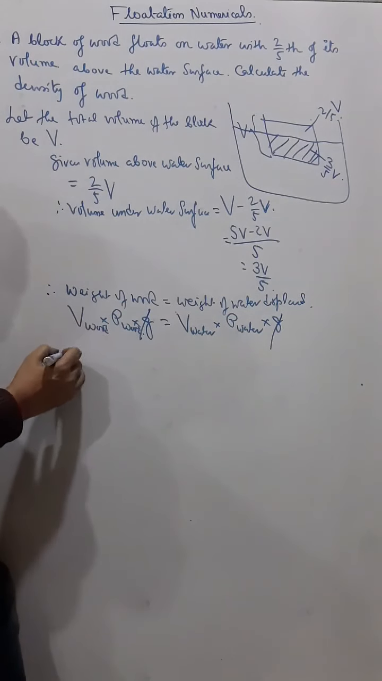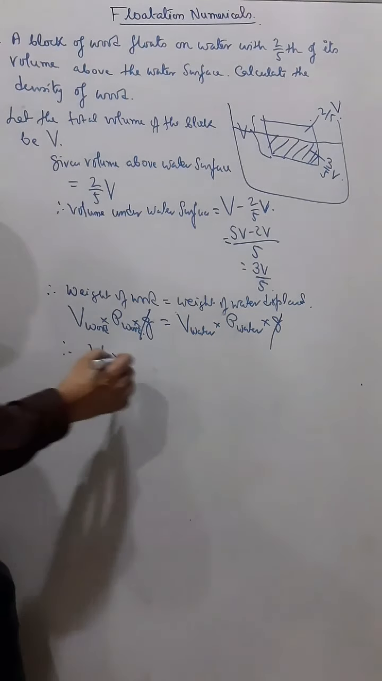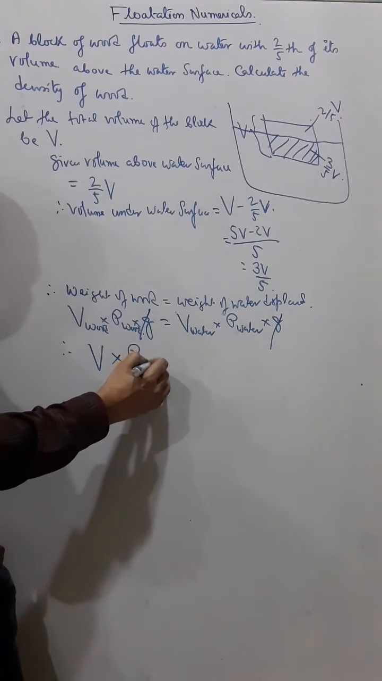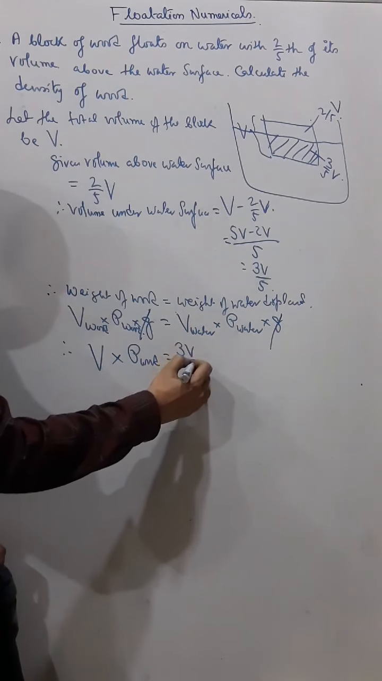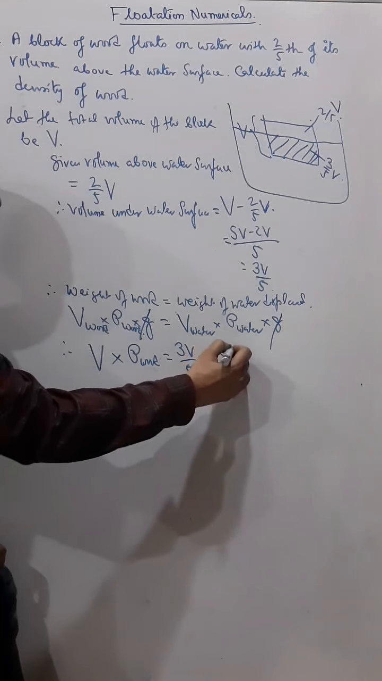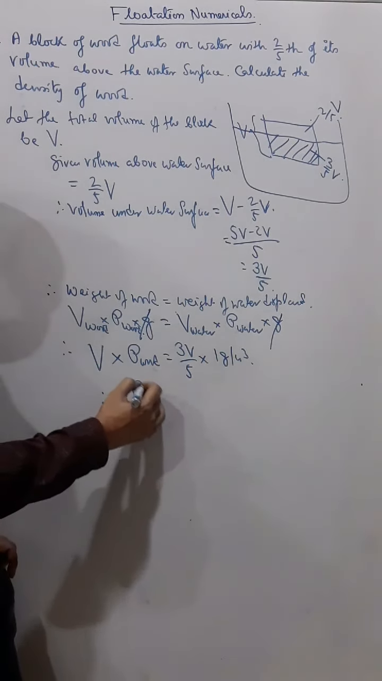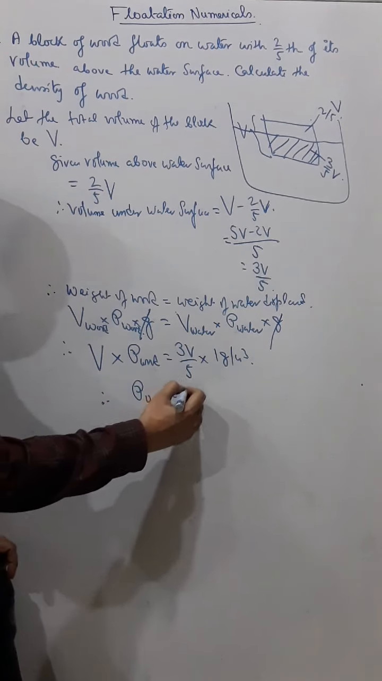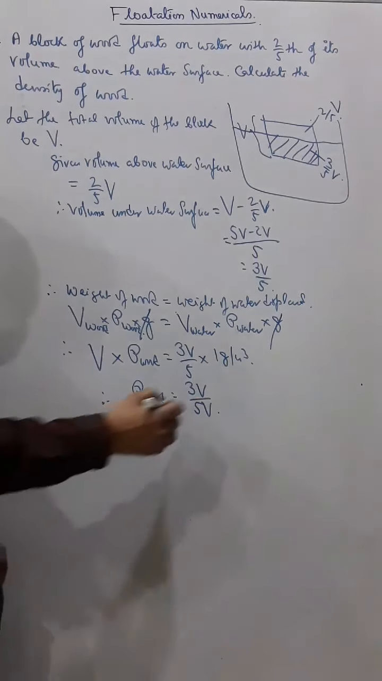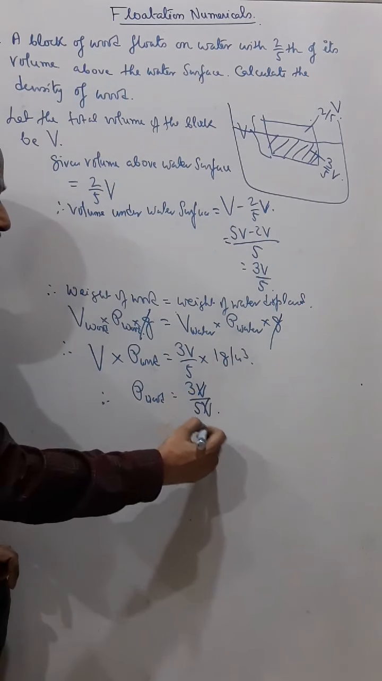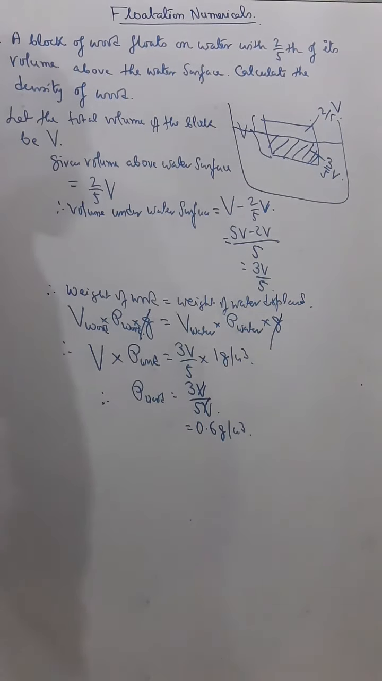Now the volume of wood we can take as capital V. We have taken the volume of the whole wood, and the density of wood we have to find. The volume of water displaced is 3V by 5, and the density of water is 1 gram per centimeter cube. So finally we get the density of wood as 3V by 5V. V and V get cancelled, we get 0.6 gram per centimeter cube.